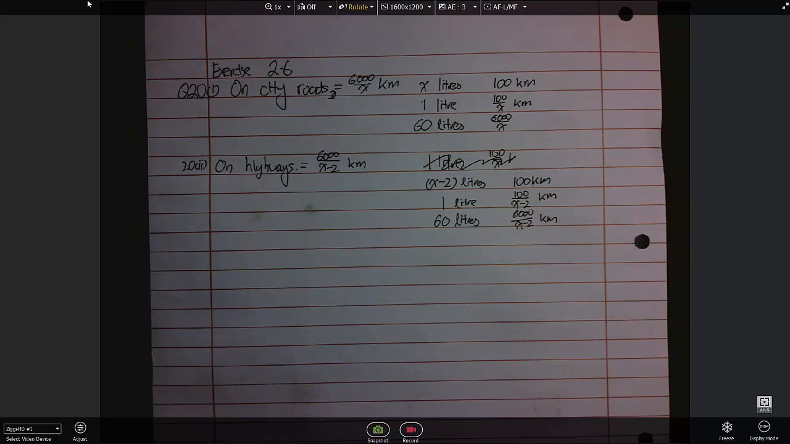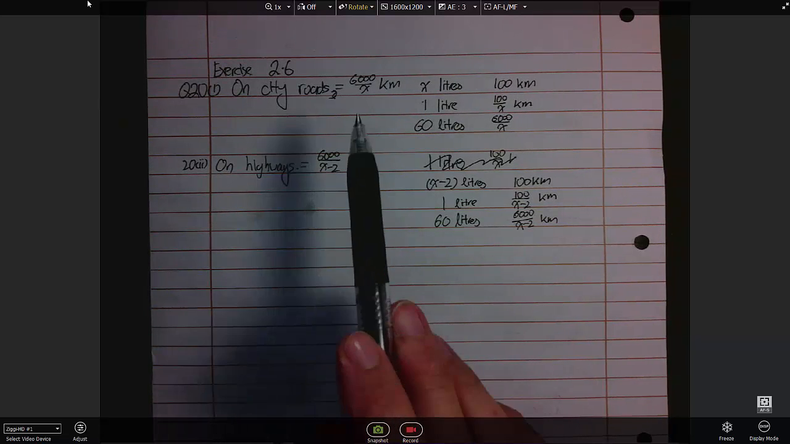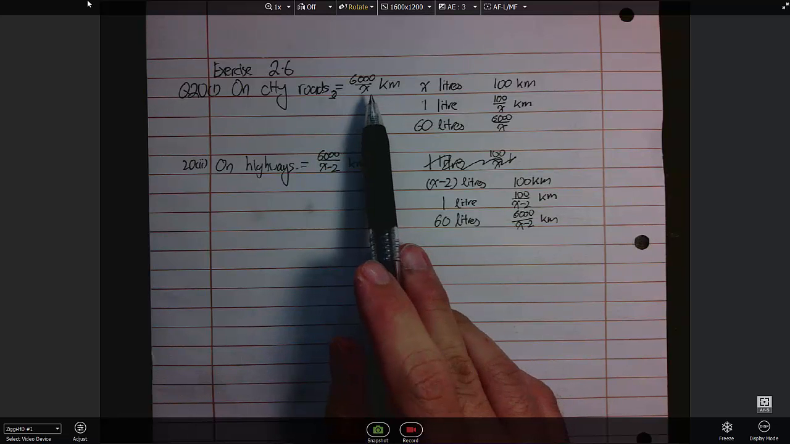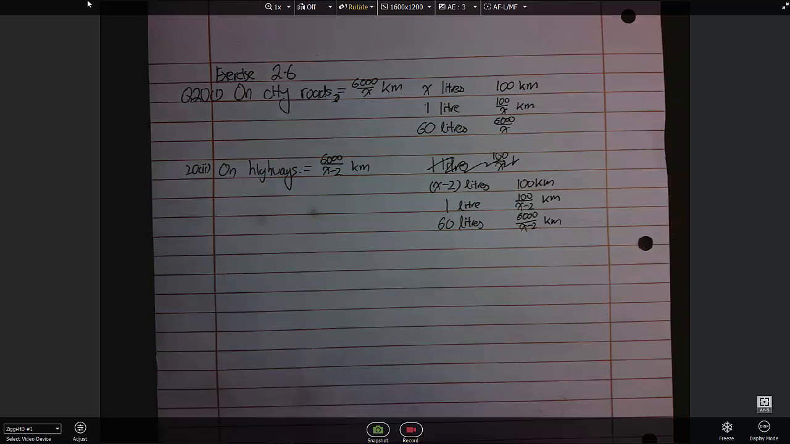Now 20B: for 60 liters of petrol, the car can drive 200 km longer on highways than on city roads. So basically on highways it can travel 200 km more than it drives on city roads. They say form an equation and show that it reduces to x squared minus 2x minus 60.